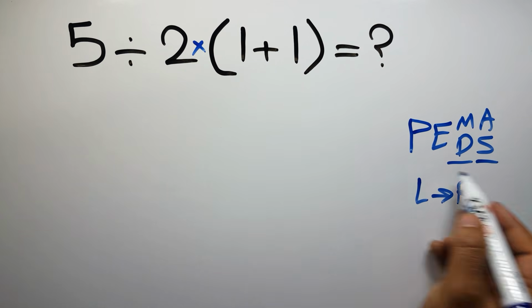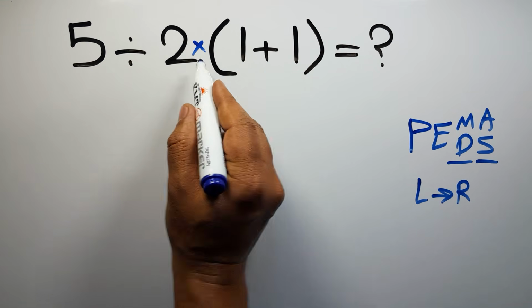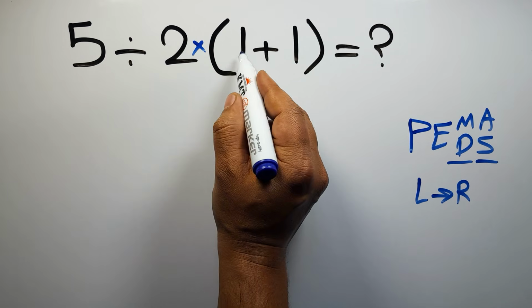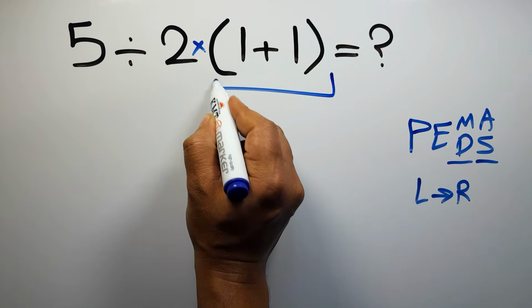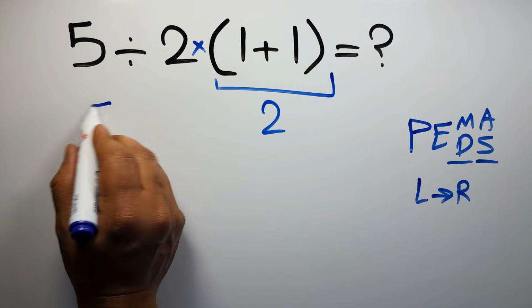Okay, so according to PEMDAS, first we have to do this parentheses, then this division, and finally this multiplication. Okay, inside this parentheses, we have 1 plus 1, which gives us 2. So 5 divided by 2, then times 2.